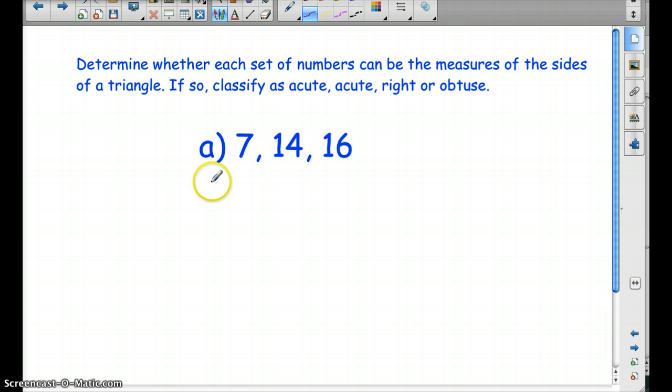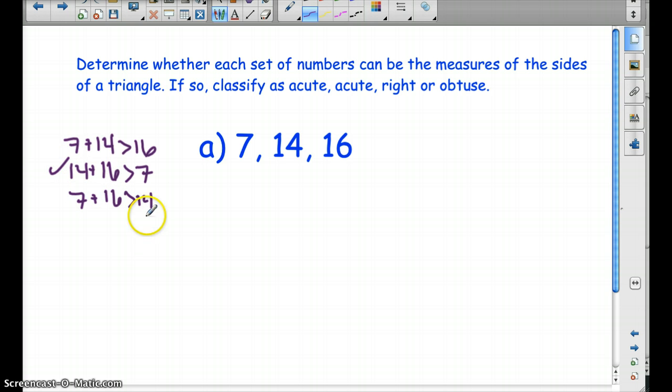Okay, so now let's try this. So we have 7, 14, and 16. First of all, you have to tell me whether or not it's a triangle. So we have to go way back to the triangle inequality theorem. So we have to make sure that the two sides added up are greater than the third side. So that works. 14 plus 16, that's greater than 7. And then we have 7 plus 16, that's greater than 14. Okay, so we know it's a triangle.